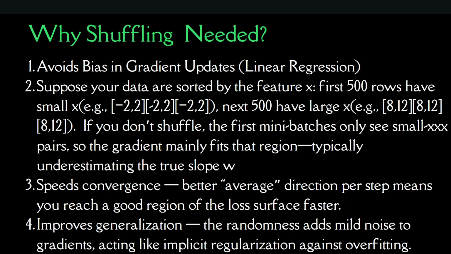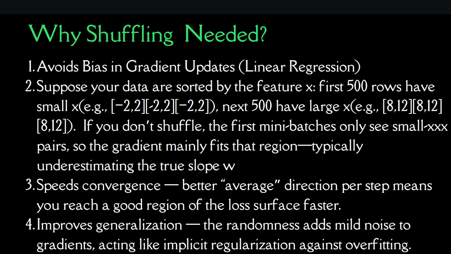So why do we need shuffling in stochastic gradient descent? Let's assume we don't shuffle the input data. What happens is that the gradient updates are very biased. Let's assume we have a data set with a feature vector x. The first 500 rows of the feature vector x will have very small values, and the next 500 rows will have very large values.